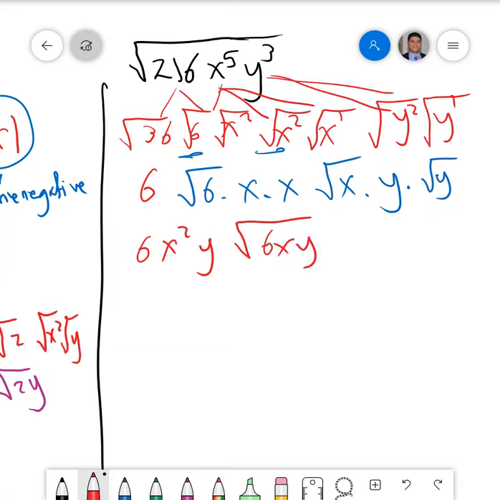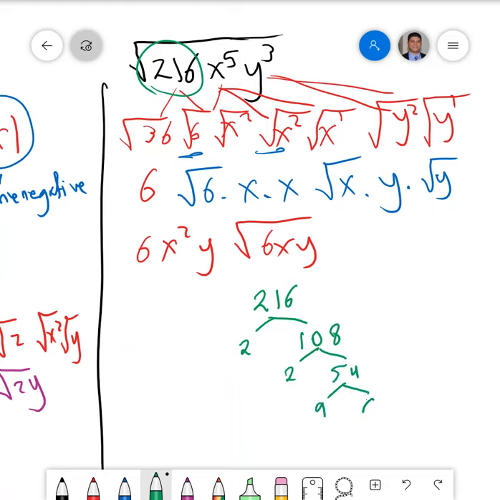Another way to solve this, if you don't know how to find the perfect square, is to factor 216 completely. How can you factor it completely using prime factorization? So 216, you can divide by 2, so it will be 108, and then you can divide 108 by 2, so it will be 54, and we know that 54 is 9 times 6, 9 is 3 times 3, and 6 is 2 times 3.